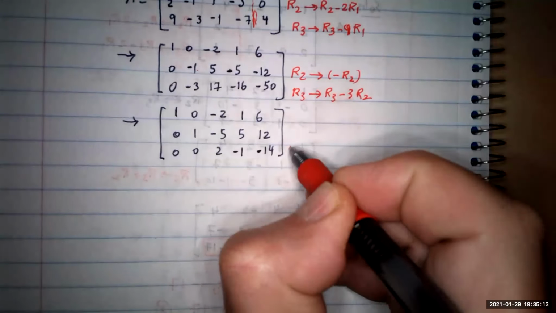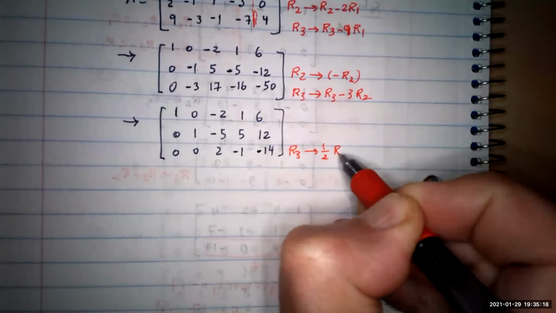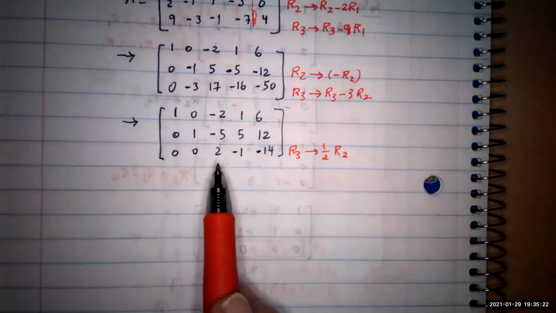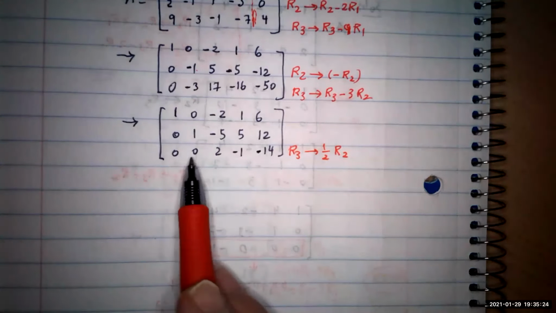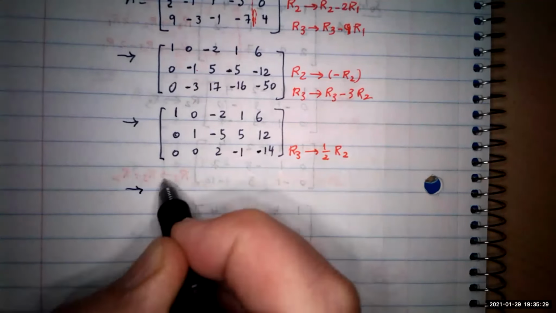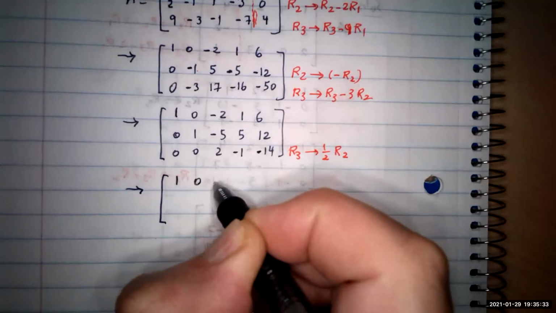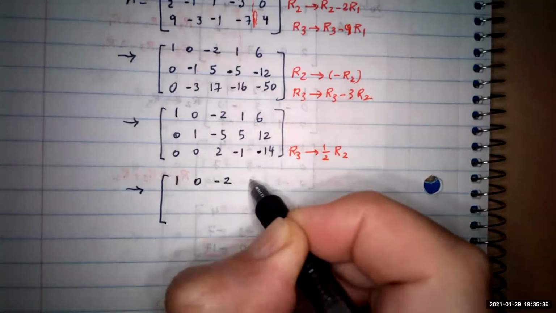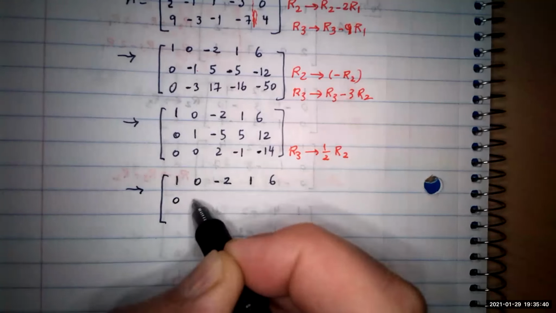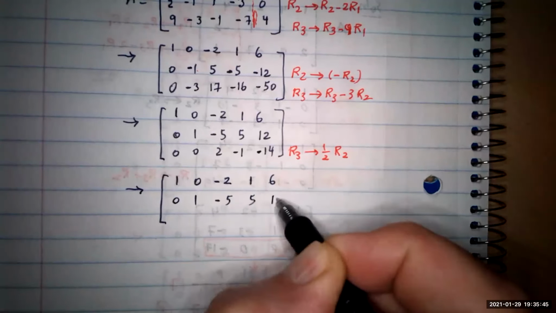So this is going to be R3. So I divided by 2, so that can be 1 R2. Okay, so that gives me 1, then I can continue. Okay, so let's try to avoid the fraction as long as it's possible. So otherwise this is going to be 0. It's a negative 1, 1, 6. Okay, and it's going to be 0, 1, negative 5, 5, 12.